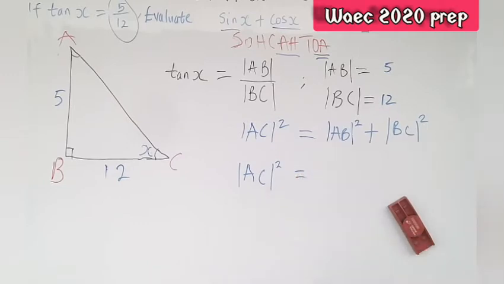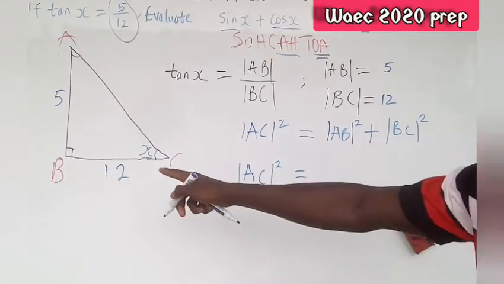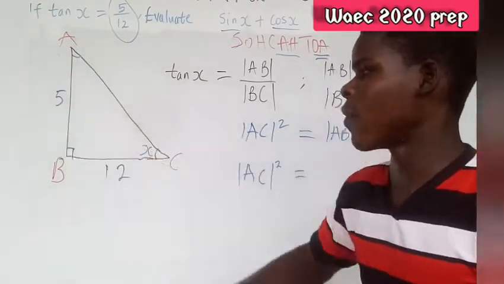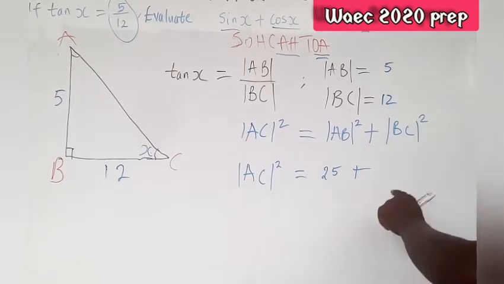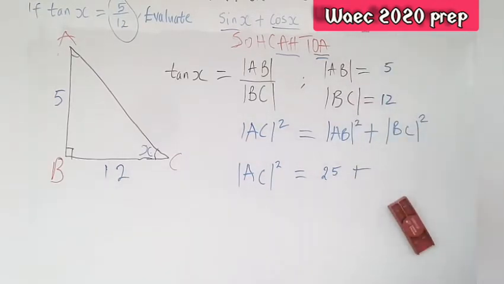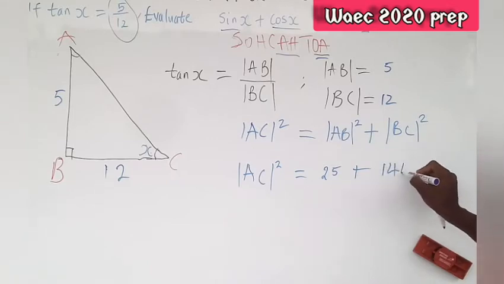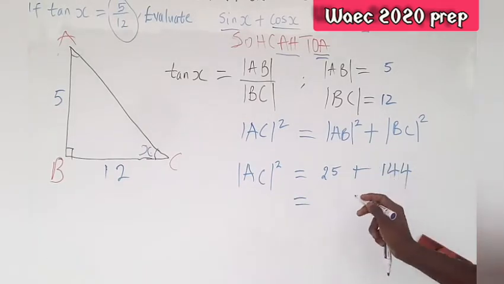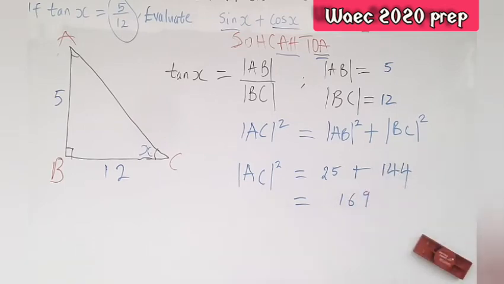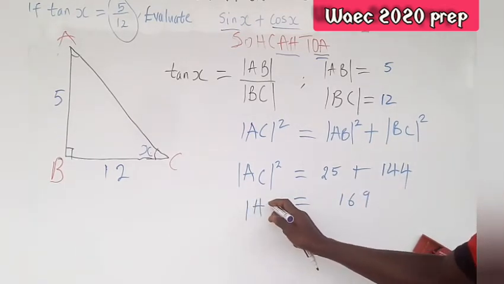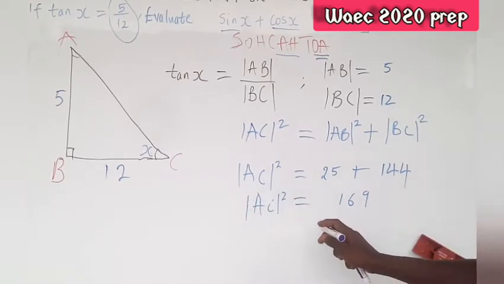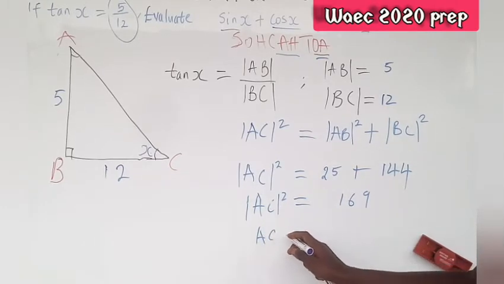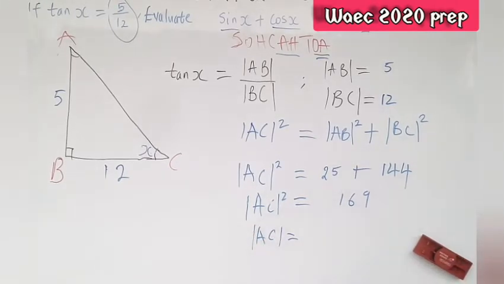Let's solve this. Line AB is 5, and the square of 5 is 25. Plus, line BC is 12, and the square of 12 is 144. Summing this, we have 169. So AC squared is equal to 169. Therefore, taking the square root of both sides, line AC will now become 13.